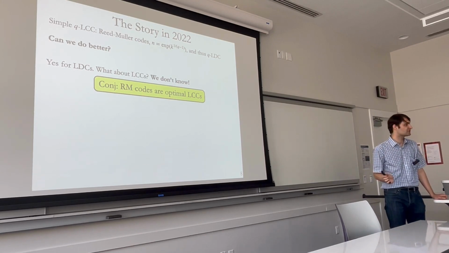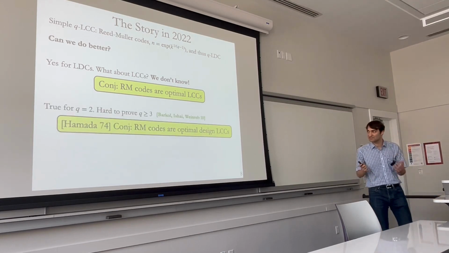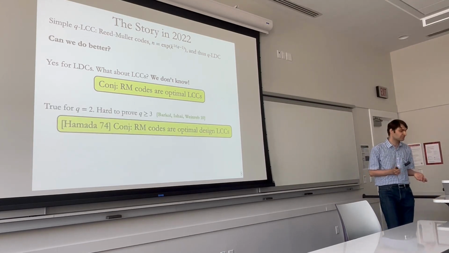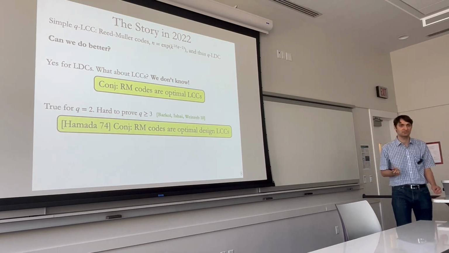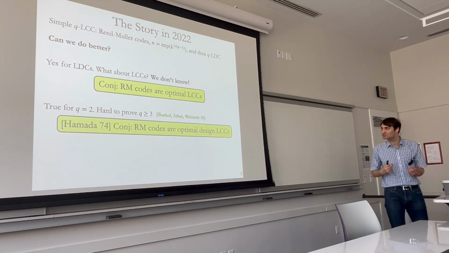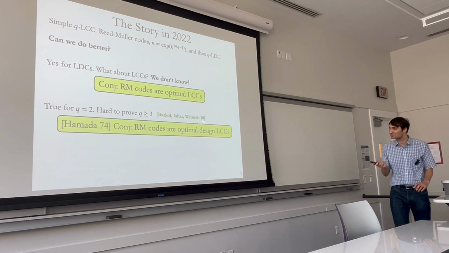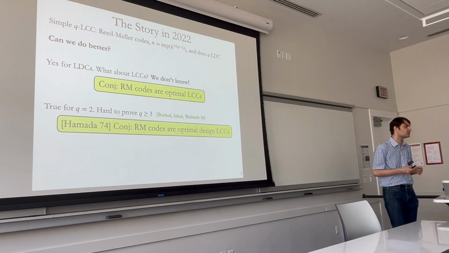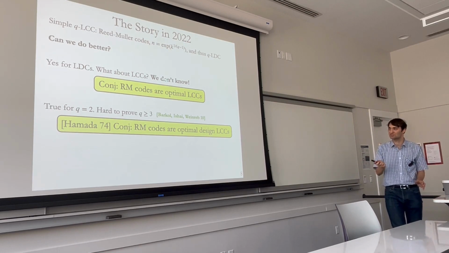And moreover, there's a very interesting barrier to proving this conjecture, which is a connection to design theory uncovered in this work of Barkol, Ishai, and Weinreb that basically shows that this Hamada conjecture from design theory, essentially when you rephrase it in the language of locally correctable codes, just says that it conjectures that Reed-Muller codes are optimal design LCCs, which is a specific type of linear locally correctable code with some additional nice structure. So in particular, if you want to prove this conjecture, you have to prove the Hamada conjecture, and this conjecture is pretty wide open also.